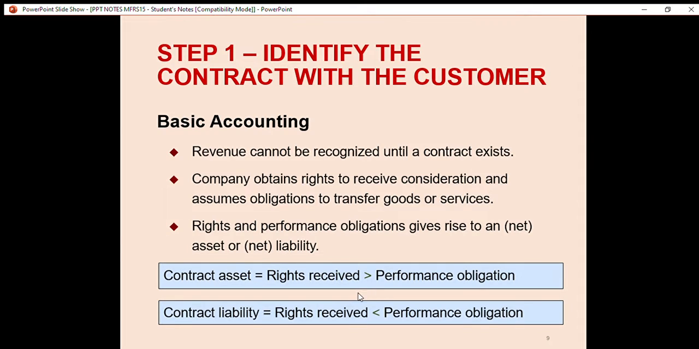The contract liability will exist when the company has received payment but not yet satisfied its performance obligation to the customers. So when the company has received payment but not yet performed its obligation to the customers, a contract liability will exist.